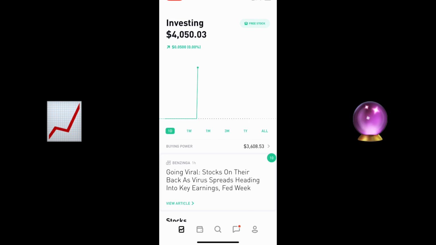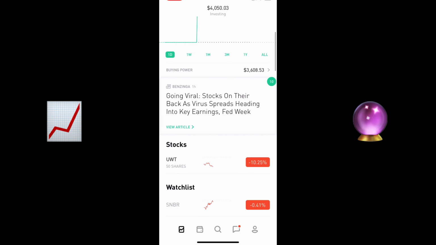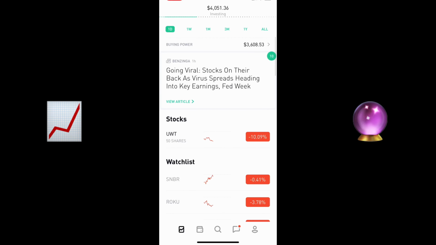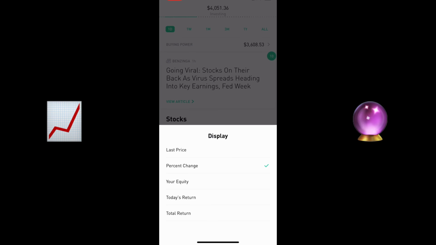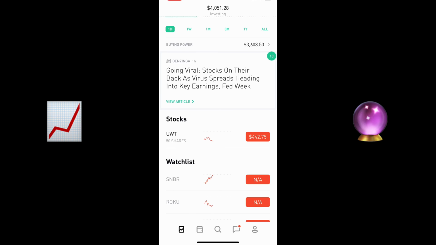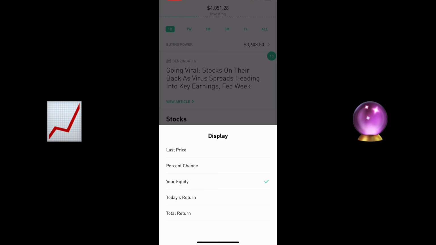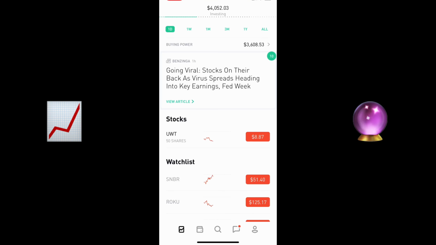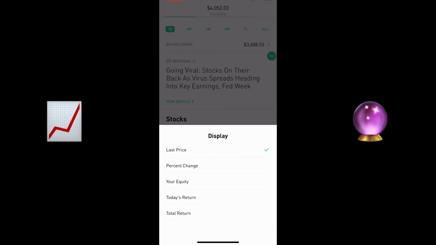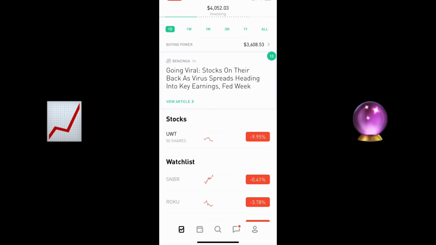As you can see, my account is now going to fluctuate as I currently have an open position. I'm going to click through some of these display options now that I have an open position. So if I click your equity, it now shows how much money I have in this stock. I'm also going to click on last price to see the price per share and percentage to see how much the stock is up or down on the day.